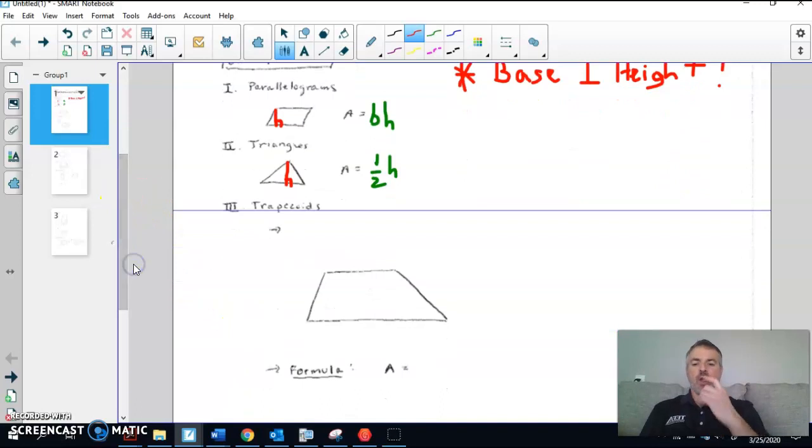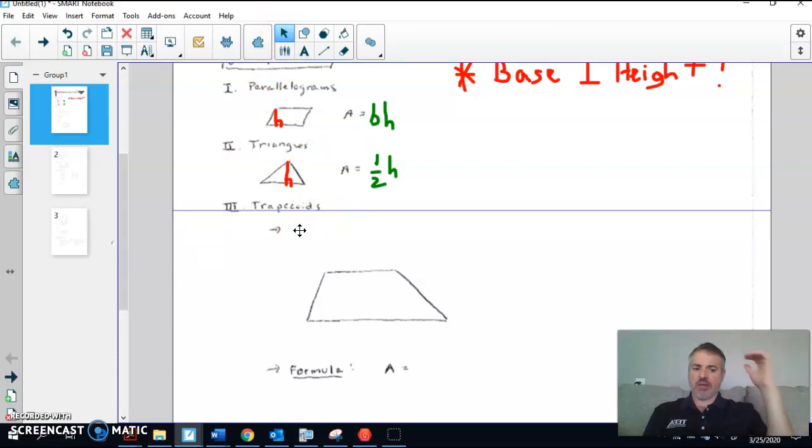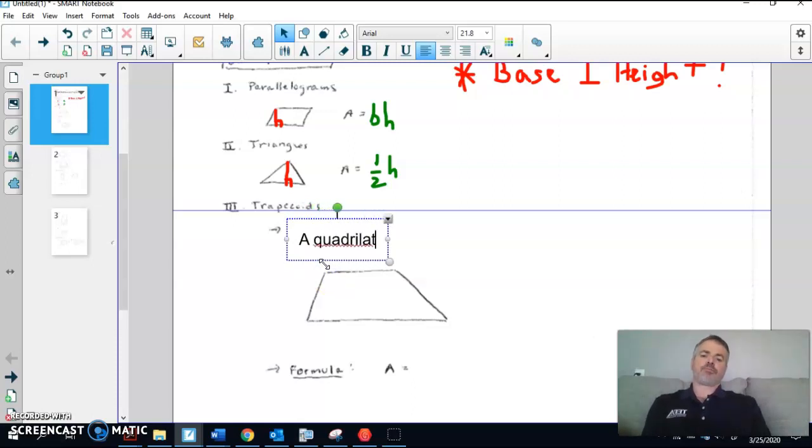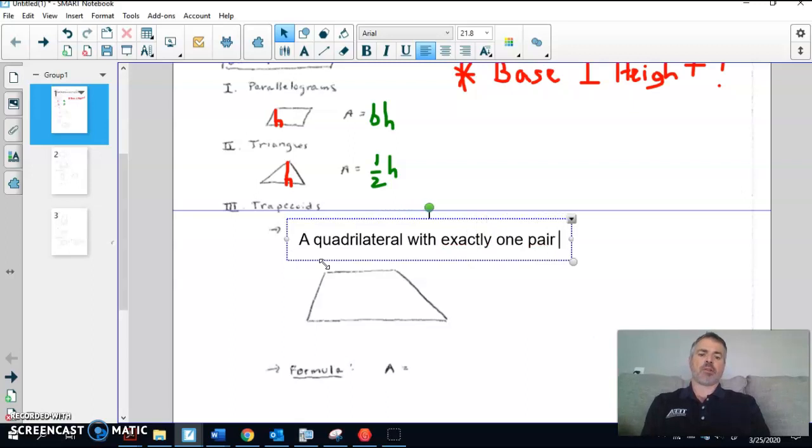So today we're going to look at a trapezoid. The definition of a trapezoid, if you think back to our quadrilateral unit, it was a quadrilateral, meaning it has 4 sides. So it's a quadrilateral with exactly 1 pair of opposite sides parallel.